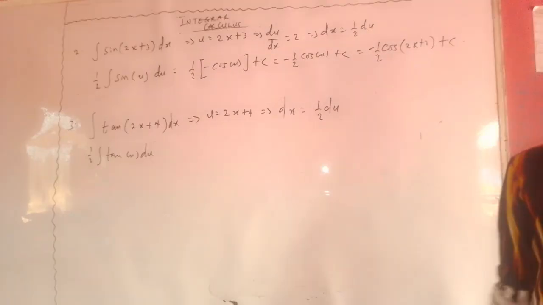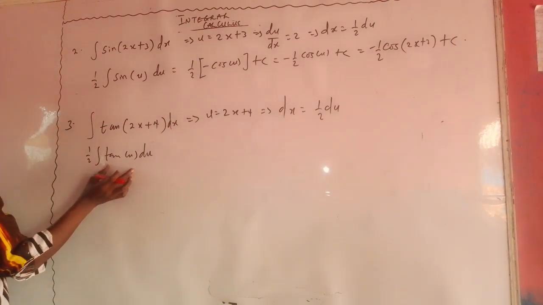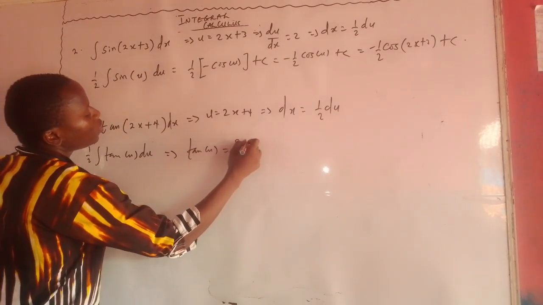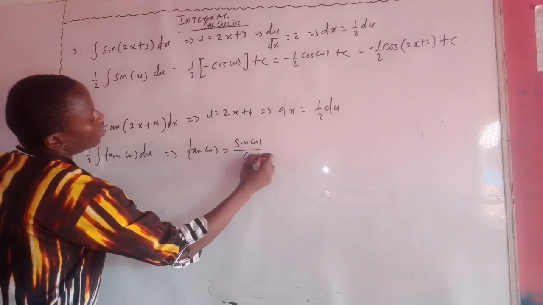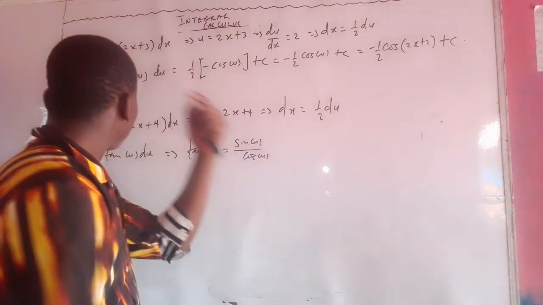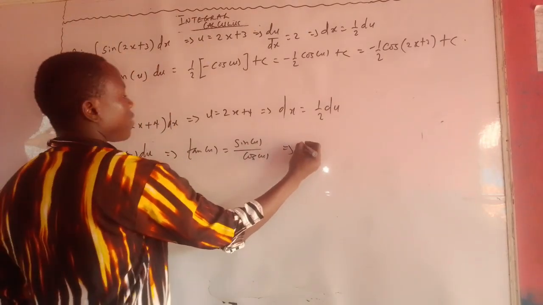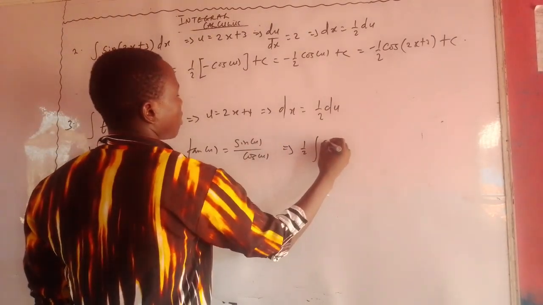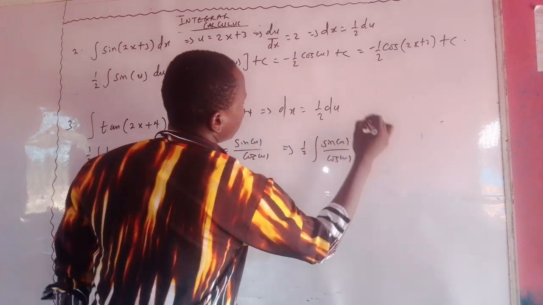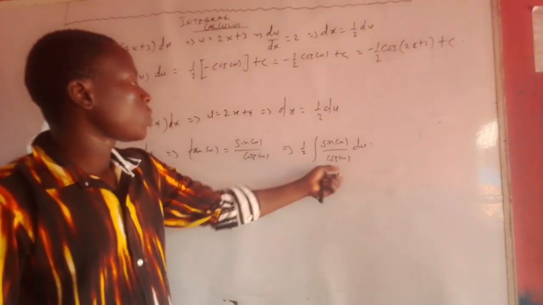Now, this is how you integrate tan u. You can rewrite tan u as sine u over cos u. Take note of that. Alright? Tan u is sine u over cos u. So if I write tan u, then I'm going to have 1 over 2 integral of sine u over cos u du. Okay? Now, what do you notice here?